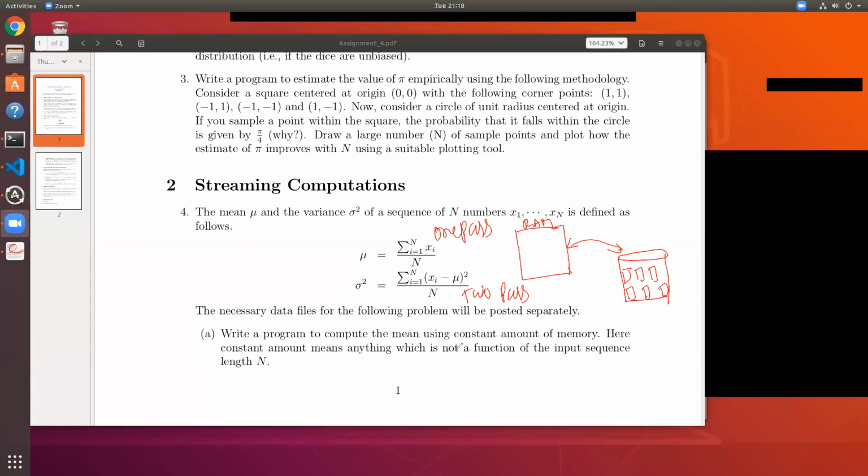I heard last time that if you simplify it, you'll get some formula, and you don't need 2 passes. So what is the formula? Sigma x square minus mean square. But you need to know the mean, right? You still need 1 pass to get the mean, right?